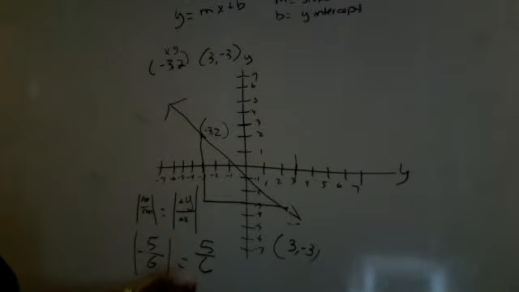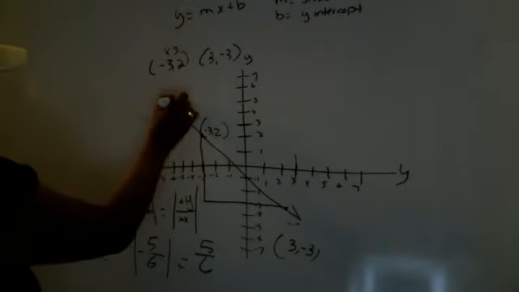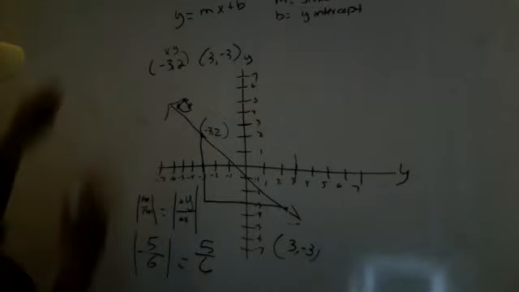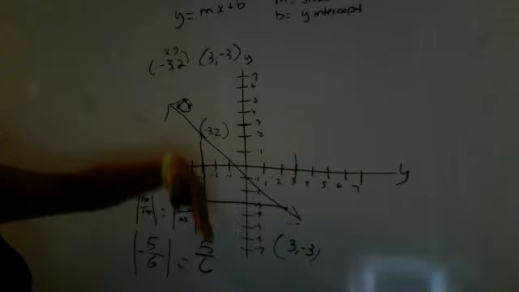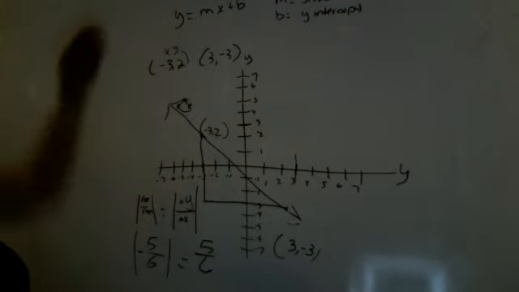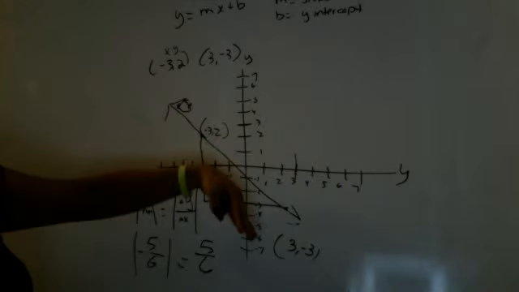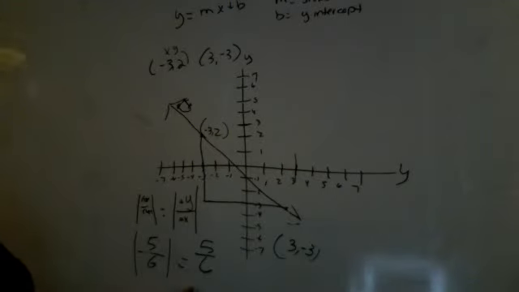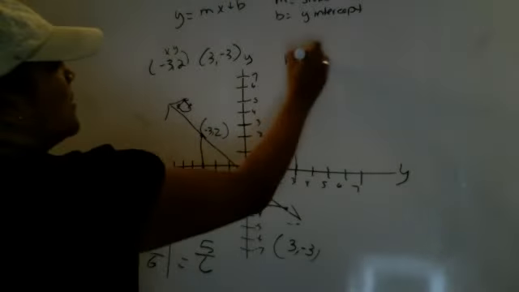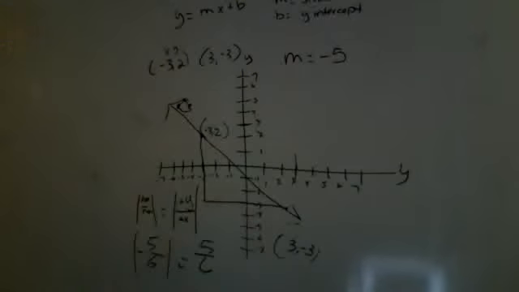However, we need to know, is it a positive slope or a negative slope? We start from over here, and we put a little car. Is the car driving downhill, or is the car driving uphill? If a car is driving downhill, it's got a negative slope. So therefore, m is going to be negative 5 over 6. But now I need to find my b, my y-intercept.